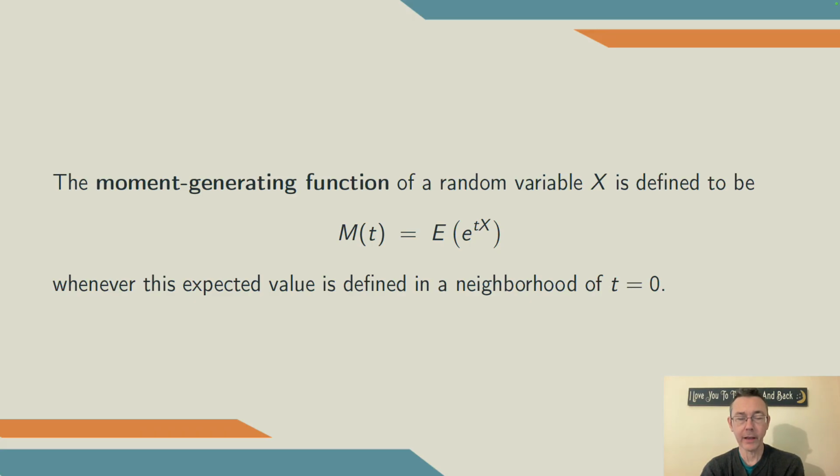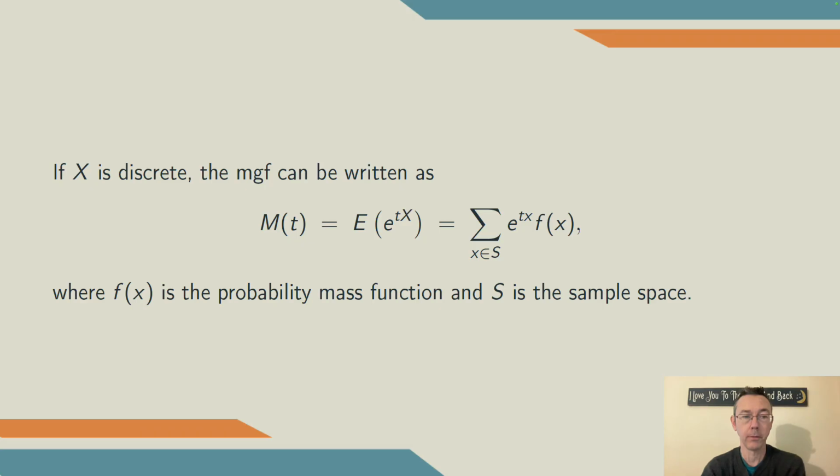The definition is slightly technical. The moment generating function, m of t, is a function of a kind of unrelated variable t that just has sort of a technical purpose. And it's defined to be the expected value of e to the tx, as long as that expectation is defined in some neighborhood of t equals 0.